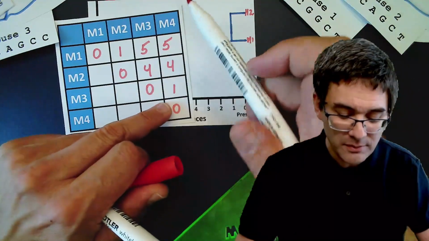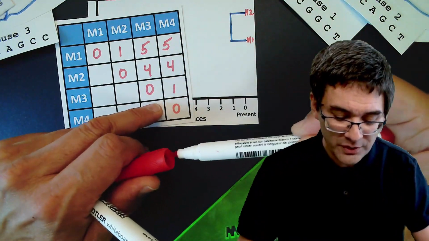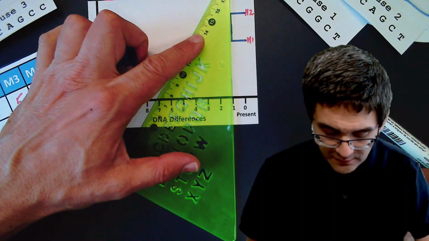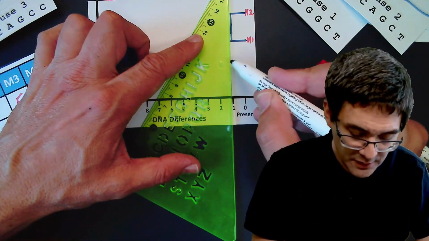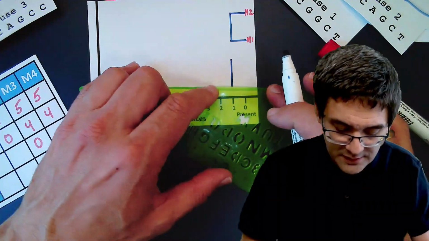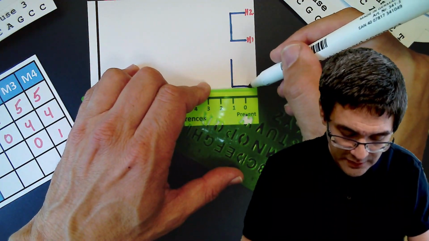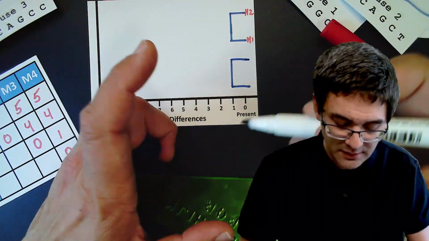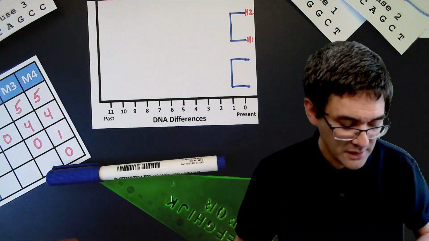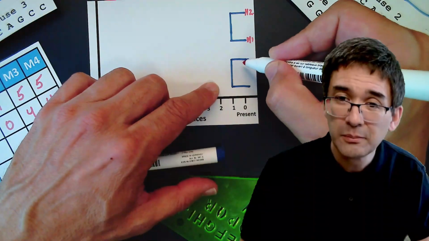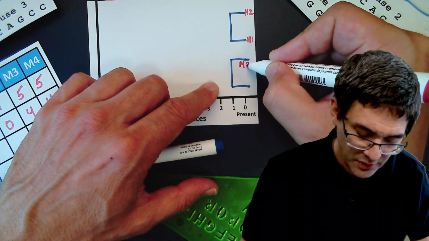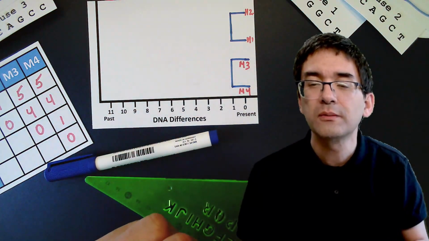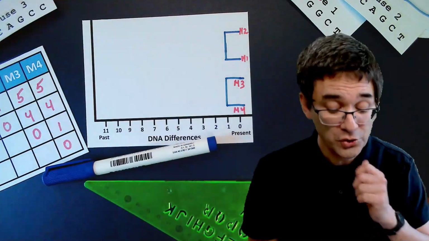And we're going to do the same thing with mouse 4 and mouse 3, where there's also only one difference. So I go again over here, again one difference here. And I go like this, and go all the way into the present. The lines should be the same length. And mouse 3 and mouse 4, I'm going to write a little bit here on the side, because I need a little bit more space. So far, so good.